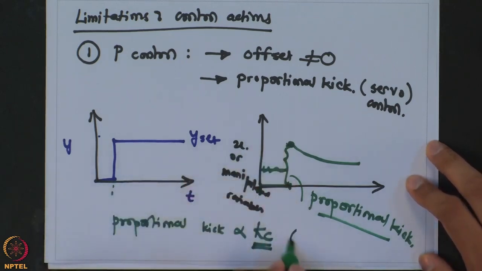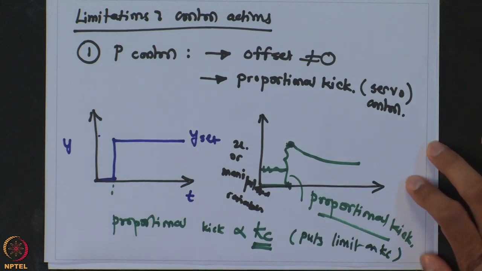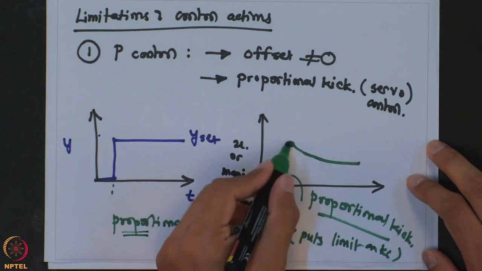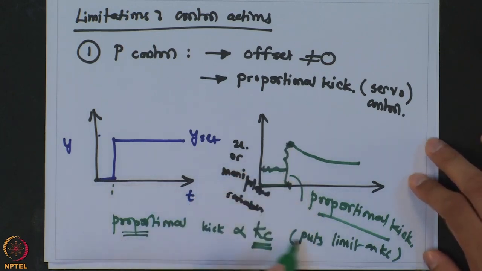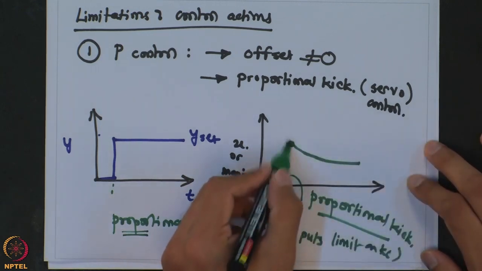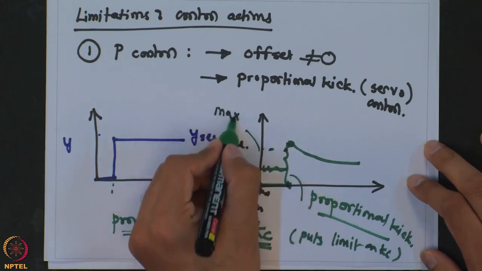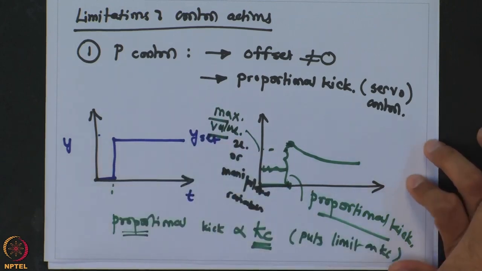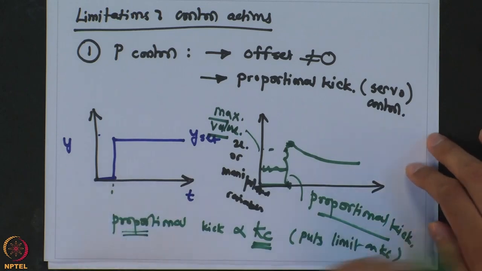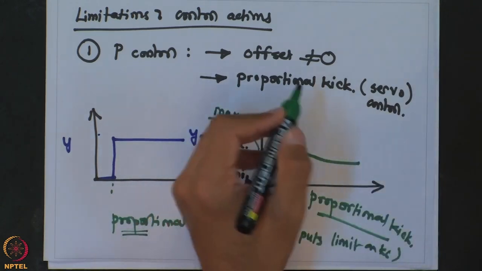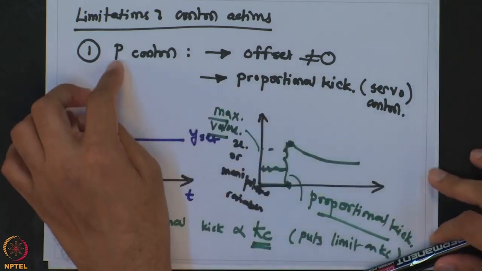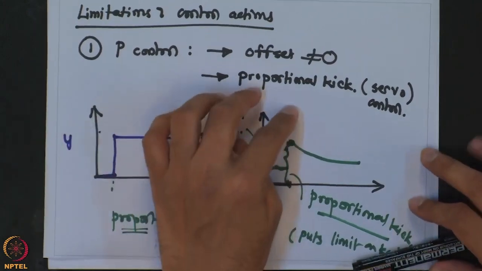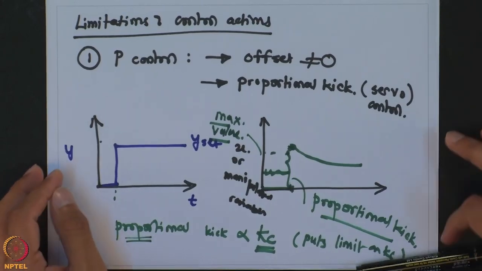So again, that puts a limit on the value of Kc I can go with, because we had seen that for a P controller, the higher the controller gain, the smaller is the offset, so we typically want to go with higher controller gain. But at the same time, this proportional kick also increases, which puts a limit on practicability of operation. And again, that kind of limits how much controller gain we can go with. This higher value which is requested may be more than the maximum value, and in that case, again, that particular value may not be physically realizable. So that is the disadvantage or limitation of P control, that it will always result in proportional kick when we have a set point change. Now, as this is the limitation of the proportional action, this same kick will be present whenever you have integral action or a PI controller or a PID controller as well.